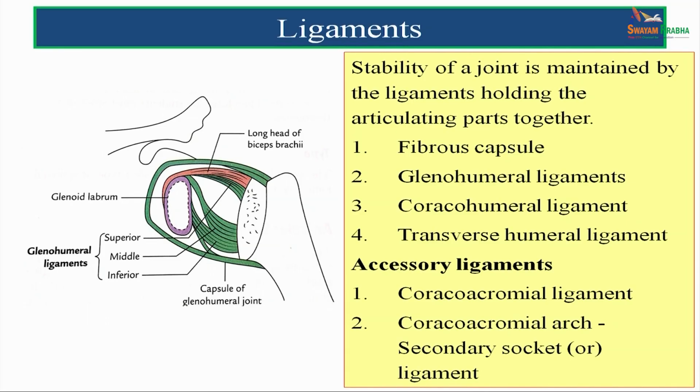Moving further, any joint will be stable in its position only with the help of ligaments or other supports. So stability of a joint is maintained by the ligaments holding the articulating parts of the joint together. Here we have, number 1, the fibrous capsule. Number 2, the glenohumeral ligaments. Number 3, the coracohumeral ligament. And the transverse humeral ligament. In addition to these, you also have accessory ligaments, that is the coracoacromial ligament and coracoacromial arch. This coracoacromial arch plays a very vital role in preventing the upward dislocation of the shoulder joint. It is supposed to form the secondary socket, or secondary ligament, supporting the shoulder joint.